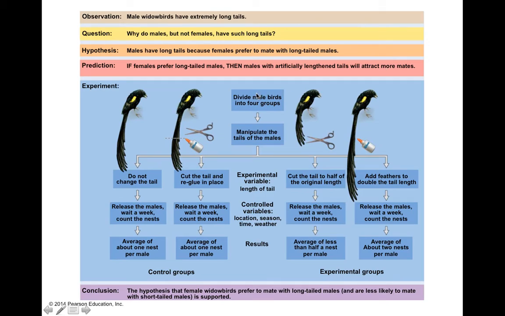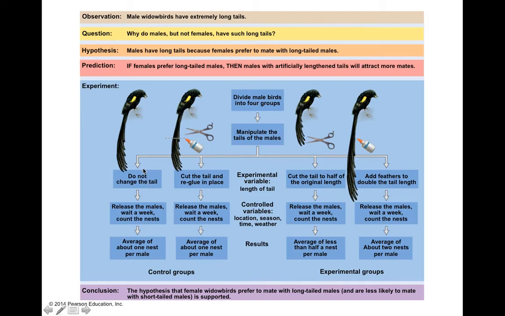So what do they do? They divide the birds into 4 groups. One group has no manipulation to the tail. The second has manipulation to the tail, cutting and re-gluing, just to see if the act of cutting and re-gluing changes it. Maybe, for example, the females hate the smell of the glue, and none of the manipulated males are going to have any mating success. So they want to make sure that the manipulation itself is not going to affect the scientific results.